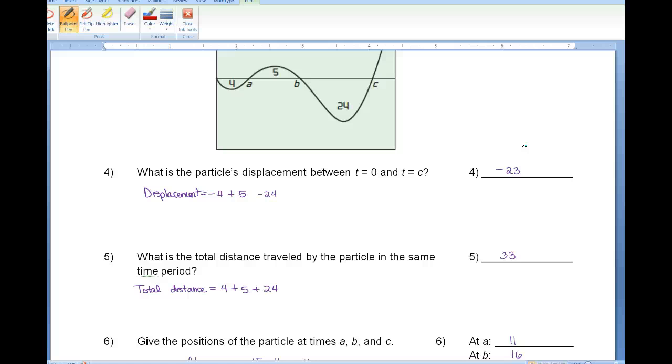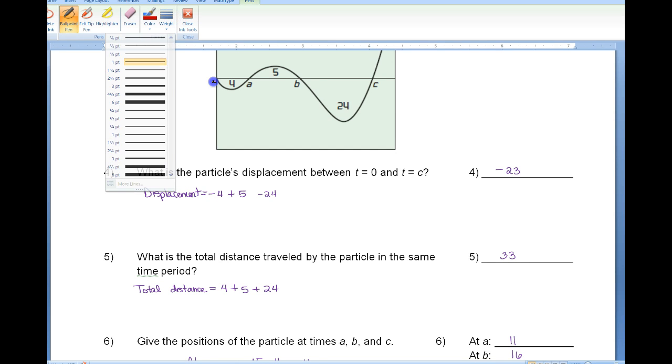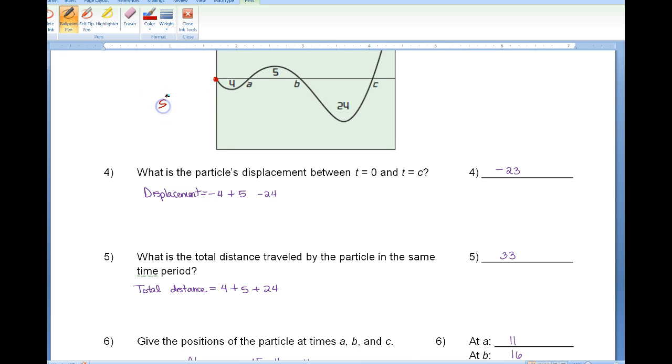The starting point here is 15. Remember, this is on a t-axis. We're talking about time. So at time t equals 0, s of 0 equals 15. And then here, at A, I have 11. And then here, at B, I get 16.